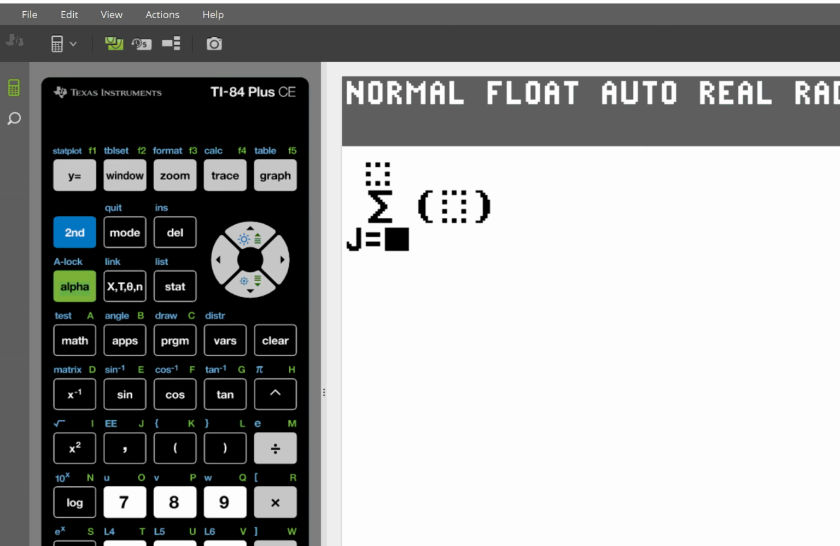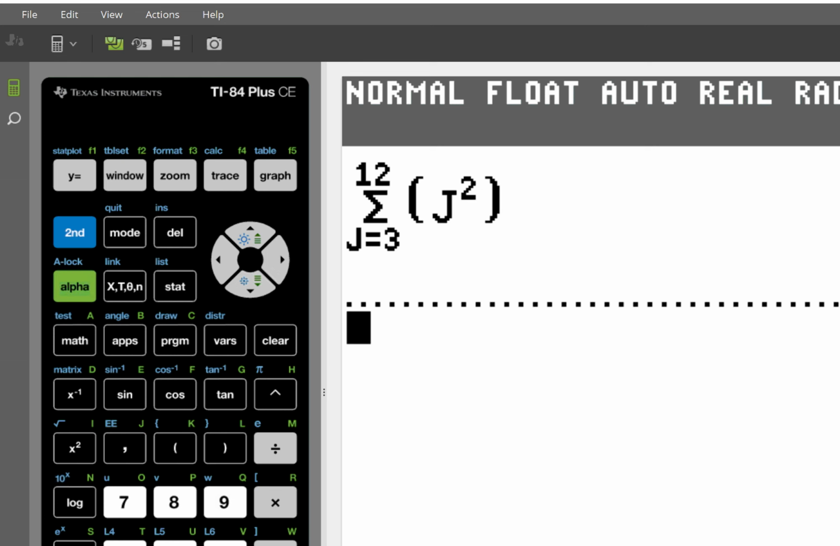J is going to run from 3 to 12, and we're talking about J squared. In order to get the J, we're going to have to go into our alphabet, which is alpha comma. That should bring up our J, and then we can square that. And then if we hit enter, we'll have 645.